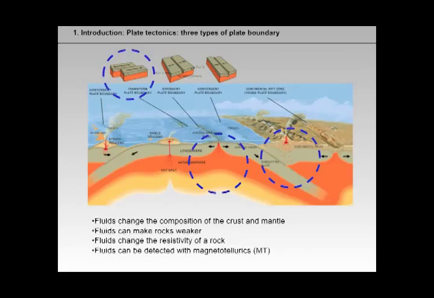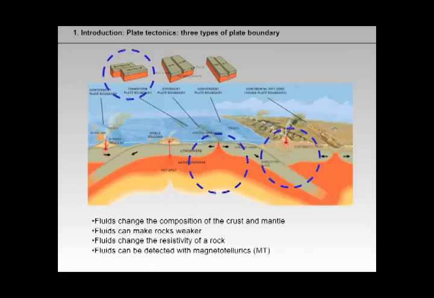So a lot of plate tectonic processes we know are very sensitive to the presence of fluids. Fluids can often control the rheology of the crust and mantle. Very small amounts of water in particular will change the strength of a rock. And the resistivity of the rock is the parameter that we're using in MT, and that's often very sensitive to fluid content.